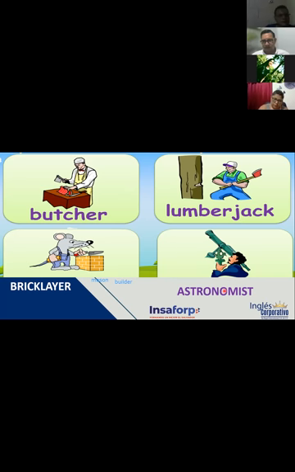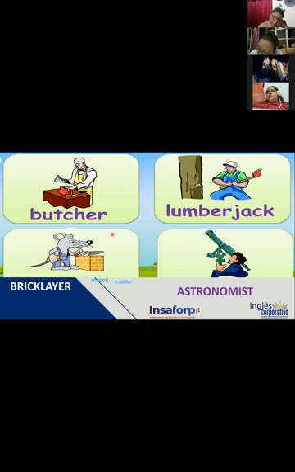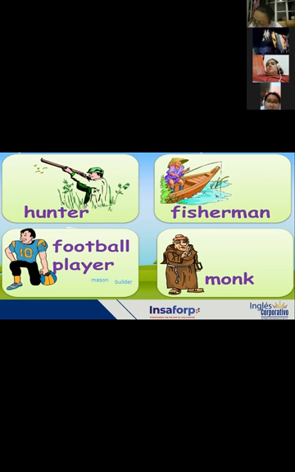So, with that being said, let me see. Glenda Ramos, pronounce them all, please. Butcher, lumberjack, bricklayer, astronomist. Okay, very good. So, let's move on. Let me erase this right here. All right, so we have a hunter, fisherman, football player, and monk. Hunter, fisherman, football player, and monk.